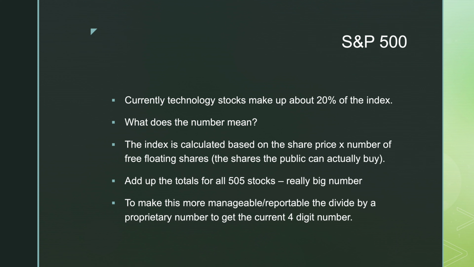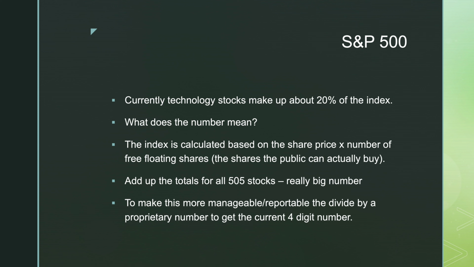So what does this number mean when you see it on the news each night, the S&P 500? This index is calculated based on the share price and the number of free-floating shares. So what does that mean, free-floating shares? Well, a company may have 1 million shares, but it might be that only 800,000 of them can actually be bought by the general public, and the other 200,000 of them are controlled by some other means. So the S&P 500 only weights the free-floating shares, the number of shares available to the public, in their calculation.